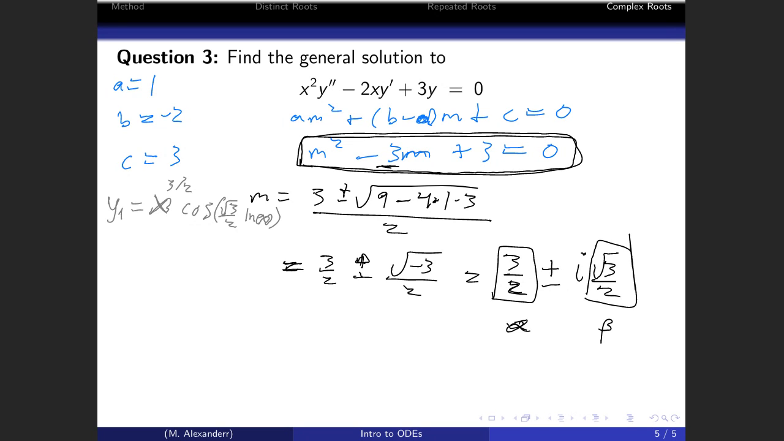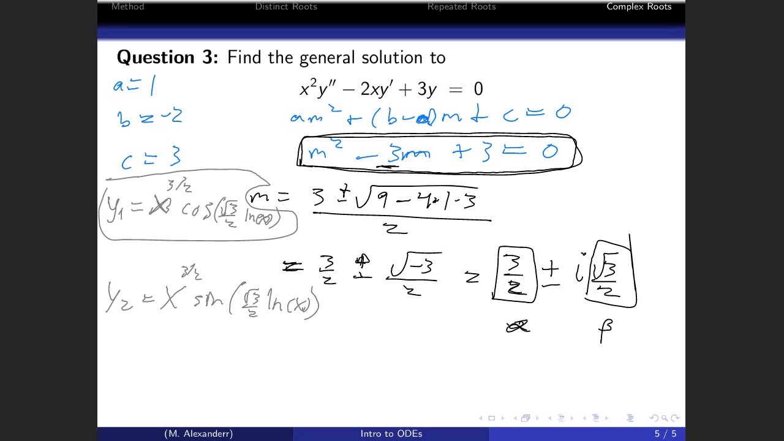Now the second solution is very similar. It's going to be x to the 3/2 again. And now we multiply by sine of square root of 3 over 2 ln of x. All right, so that's y1 and y2. So those functions in gray, those are your linearly independent solutions to the homogeneous equation.